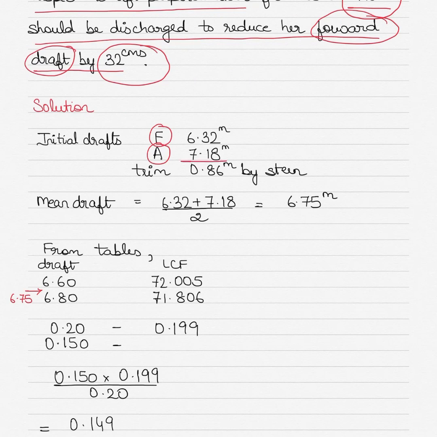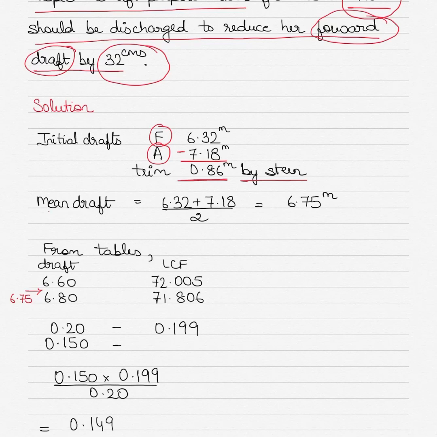The difference of the two drafts will give you the trim. So of course the trim cannot be negative, but what we say is if the aft draft is more than the forward draft, the trim is then by stern. So of course you always take the smaller number and subtract it from the larger number. And here the trim, because the aft draft is more, is by stern and it is 0.86 meters.